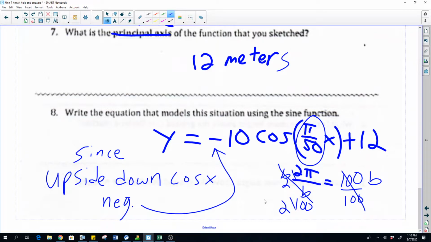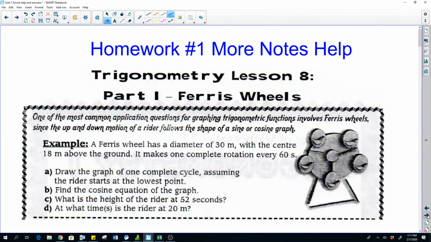Okay, there we go. Okay, so then let's go ahead and jump over to the homework now and take a look at one of those problems. So why don't we just look at the first one there.